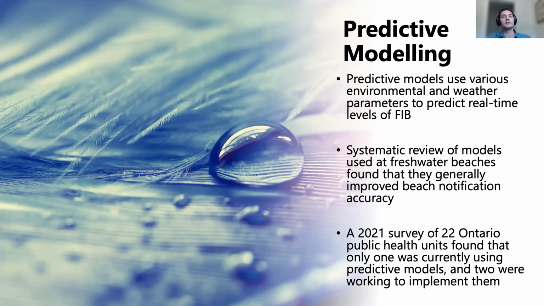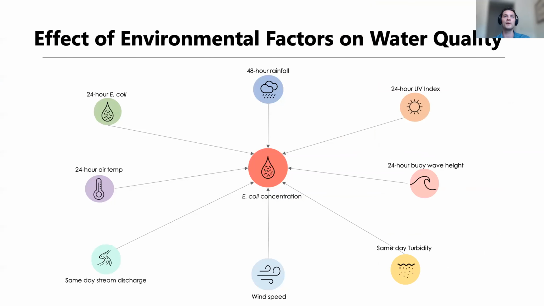Our team recently published a systematic review of predictive models at freshwater beaches, though we're not going to talk about the details today. We found that these generally improved beach notification accuracy, but there's a lot of variability in how these models are constructed and in their effectiveness, depending on the context. We also did a survey last year of Ontario public health units and found that very few of them were actually using predictive models. A couple were working to implement them, and a couple had investigated them before, but found that there were different challenges in actually implementing these models, or they didn't have the resources or capacity to keep going with them. So Johanna will talk a bit more about the models later on.